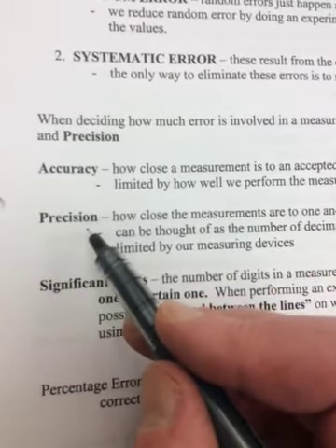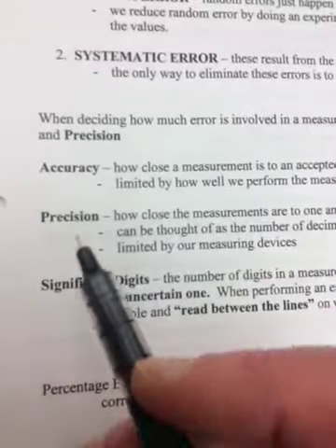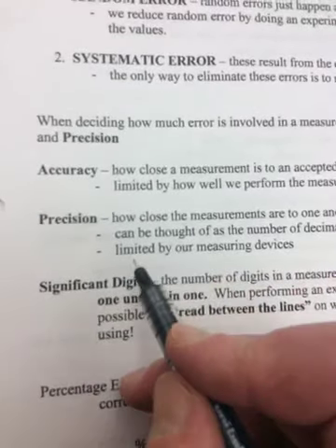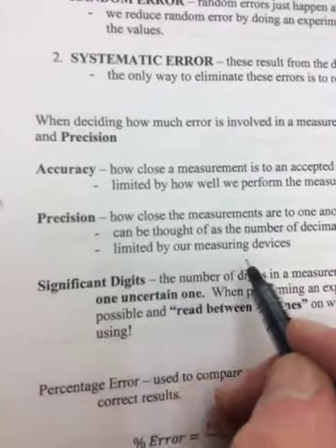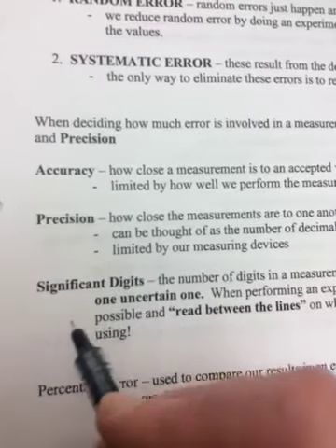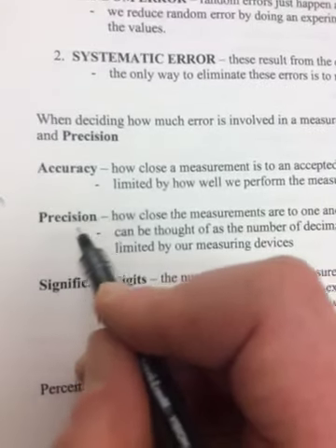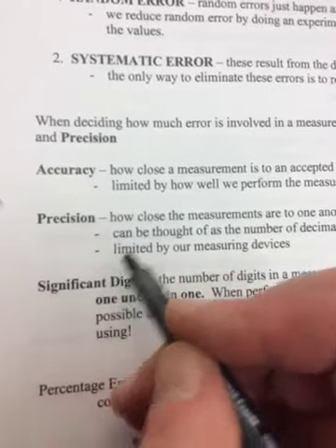Precision is more about the measuring tool. How precise can you measure something? Like how fine are the measurements? It's precision, like how many decimal places can you get? So it's always limited by our measuring devices. And that's why we have significant digits, because we're limited in how precise we can measure.